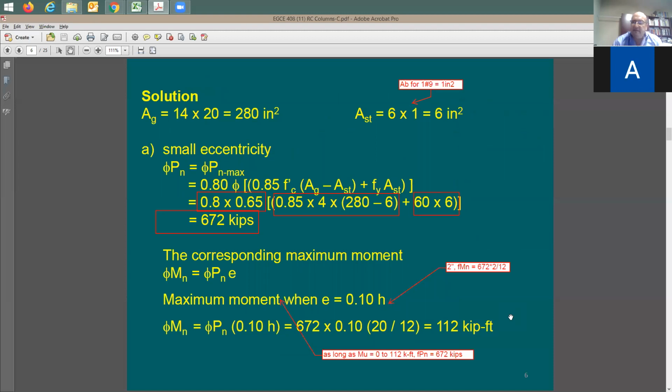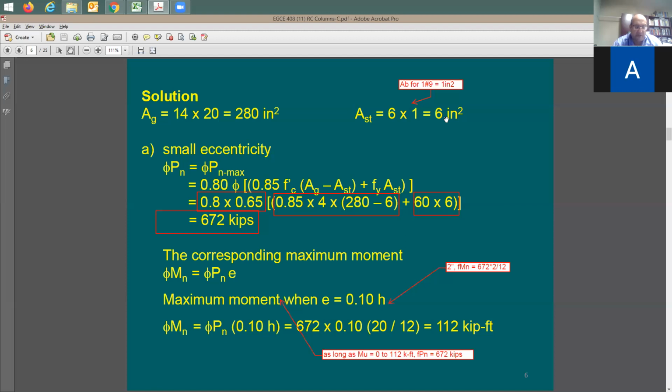So to do this, if I may go quick through the example again. So first we have the cross-section area of the column. You have 14 by 20, and total steel cross-section area is going to be 6 times 1 because I have here 6 number 9. For 1 number 9, you have a cross-section area of 1 square inches. So in this case, I have total of 6 square inches for the steel.